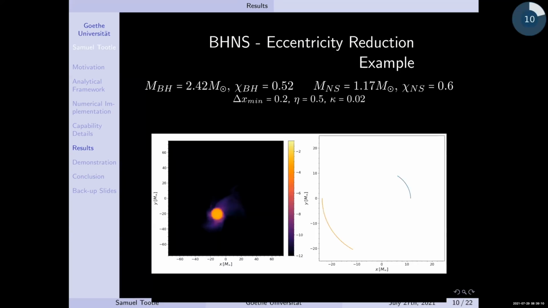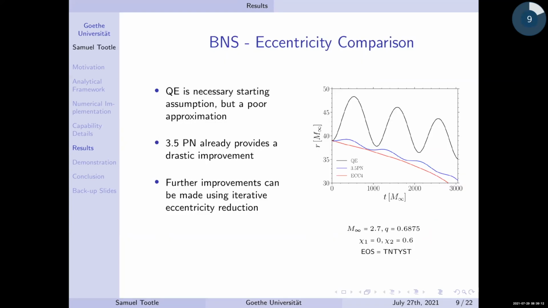I think we have another question in the chat. Please. What's the maximum mass ratio supported for a black hole neutron star system?